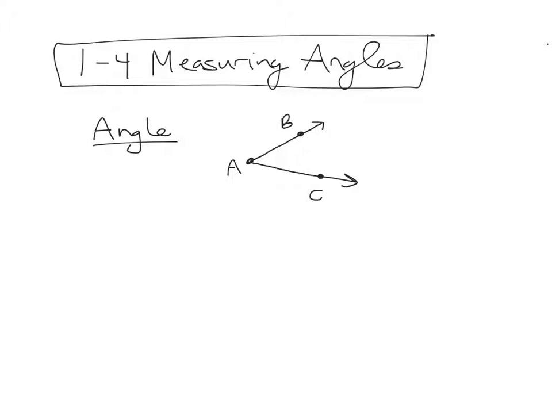Their endpoint is what? A, okay? We call that the vertex, the vertex of our angle. So the vertex is always the point where the two rays meet. In this case, it is A.